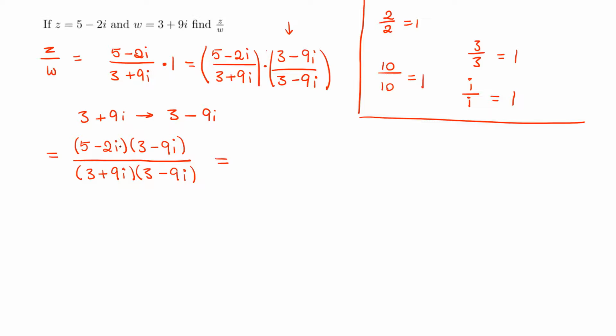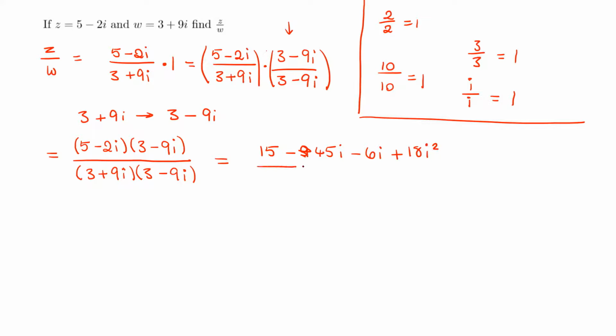So let's multiply the top first. If we do that, we're going to get 5 by 3, which is 15. 5 times minus 9 is going to be minus 45i. Minus 2i multiplied by 3, that's going to give me minus 6i. And then finally, minus 2i multiplied by minus 9, that's going to give me plus 18i squared.